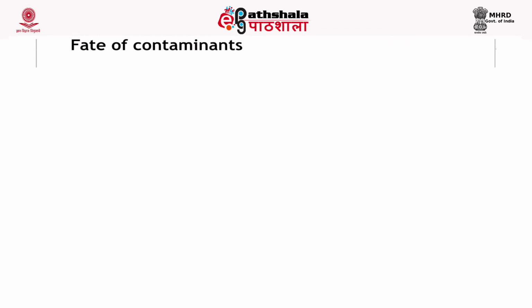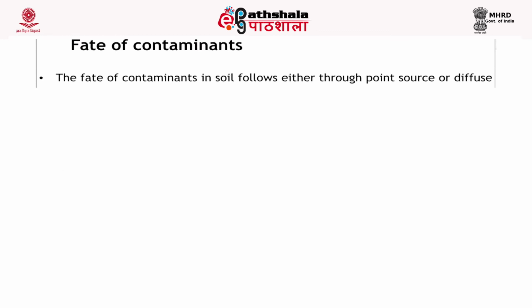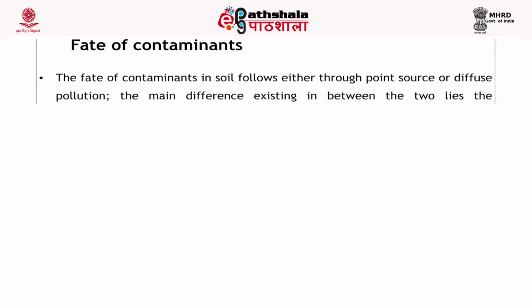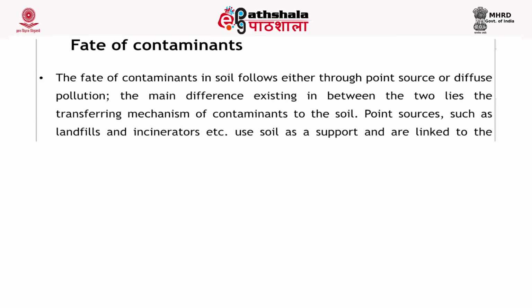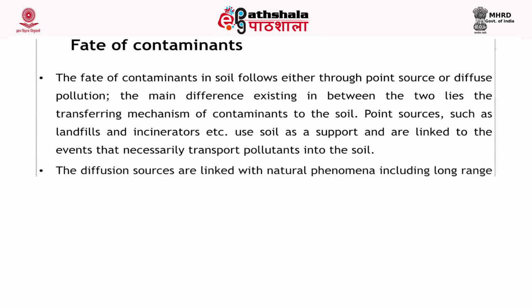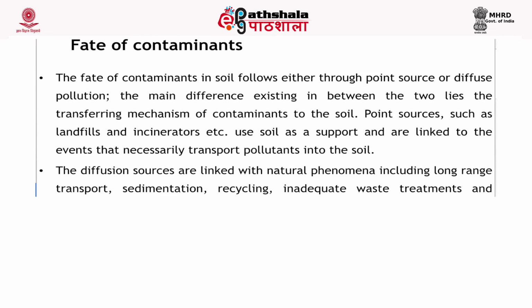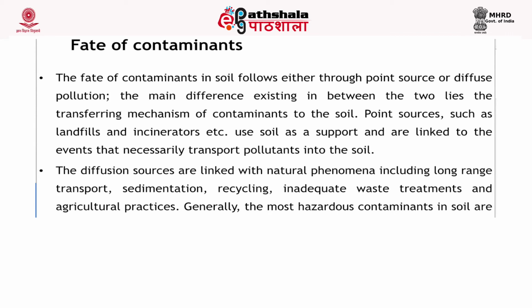Next is the fate of the contaminants. The fate of contaminants in soil follows either through point source or diffuse pollution. The main difference between the two lies in the transferring mechanism of contaminants to the soil. Point sources such as landfills and incinerators use soil as a support and are linked to events that necessarily transport pollutants into the soil. The diffuse sources are linked with natural phenomena including long range transport, sedimentation, recycling, inadequate waste treatment and agricultural practices.